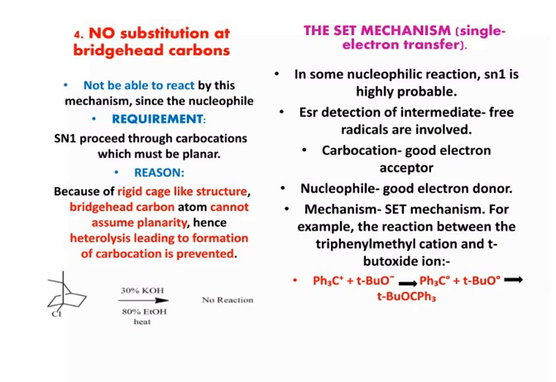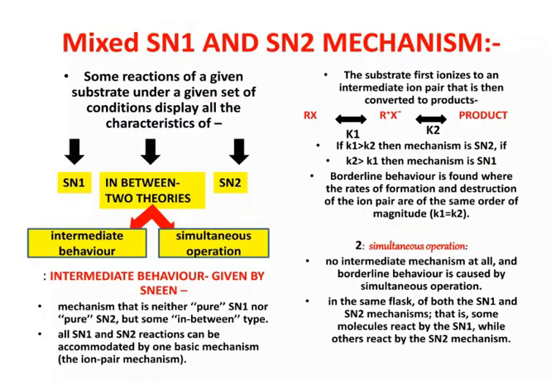Now, the SET mechanism, single electron transfer. In some nucleophilic reactions, SN1 is highly probable. ESR detection shows intermediate free radicals are involved. The carbocation is a good electron acceptor and the nucleophile a good electron donor, so the mechanism is single electron transfer. For example, the reaction between the triphenylmethyl cation and tert-butoxide ion. In tert-butoxide, you can see the products.